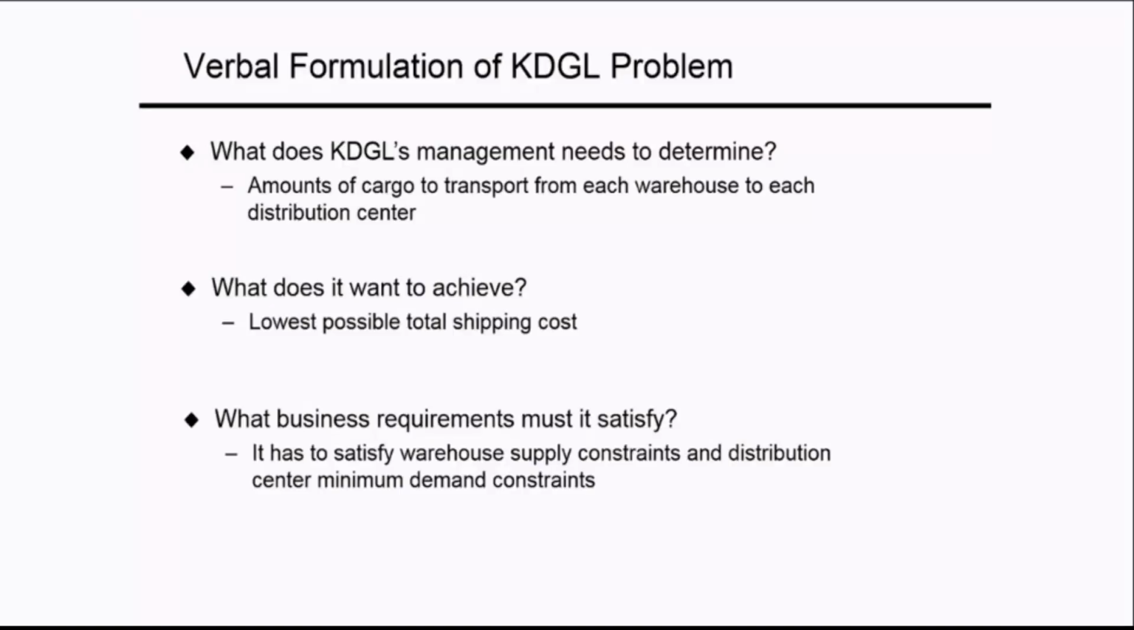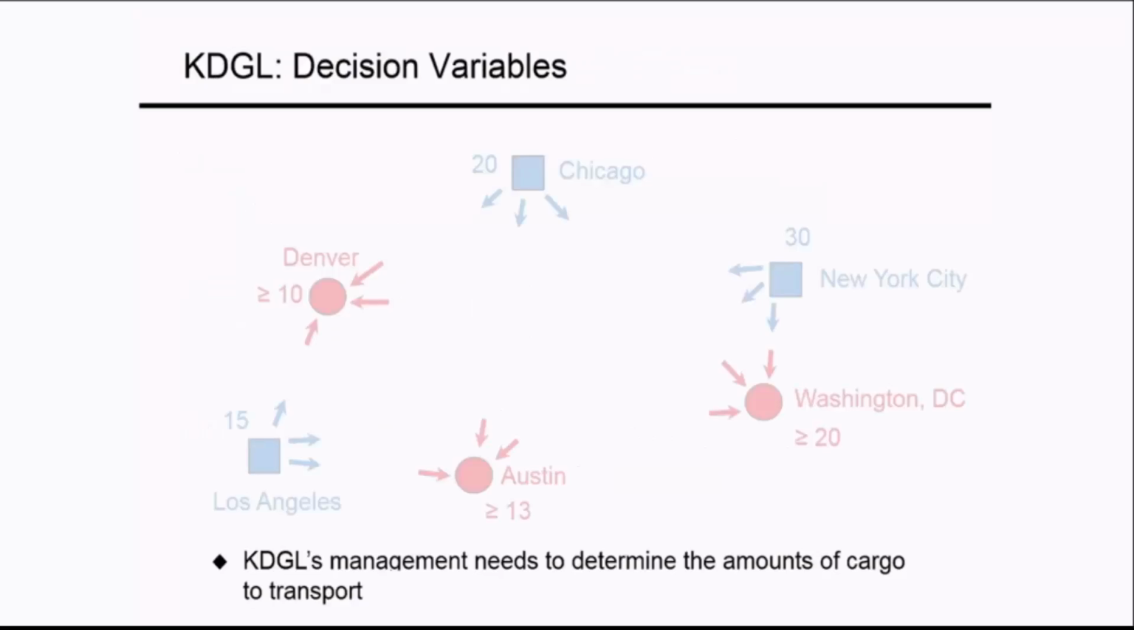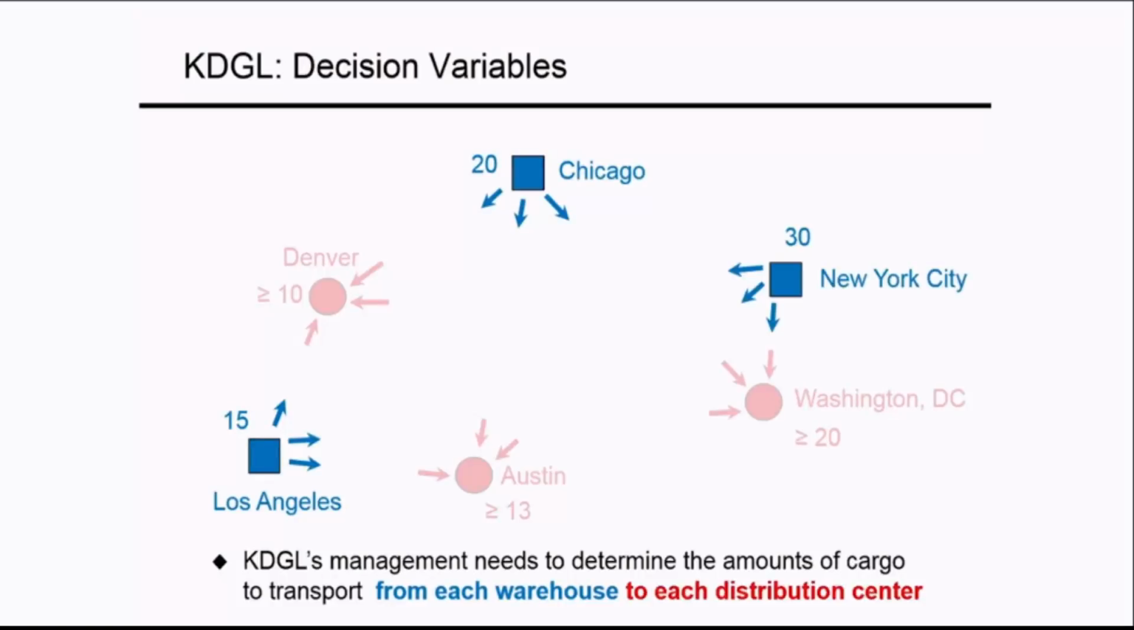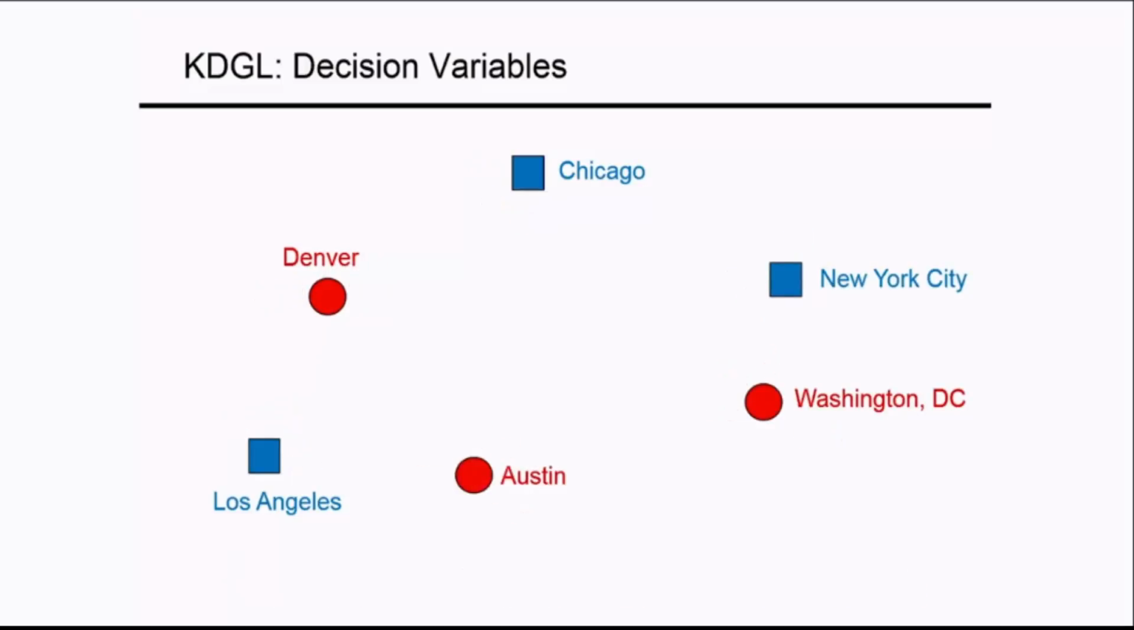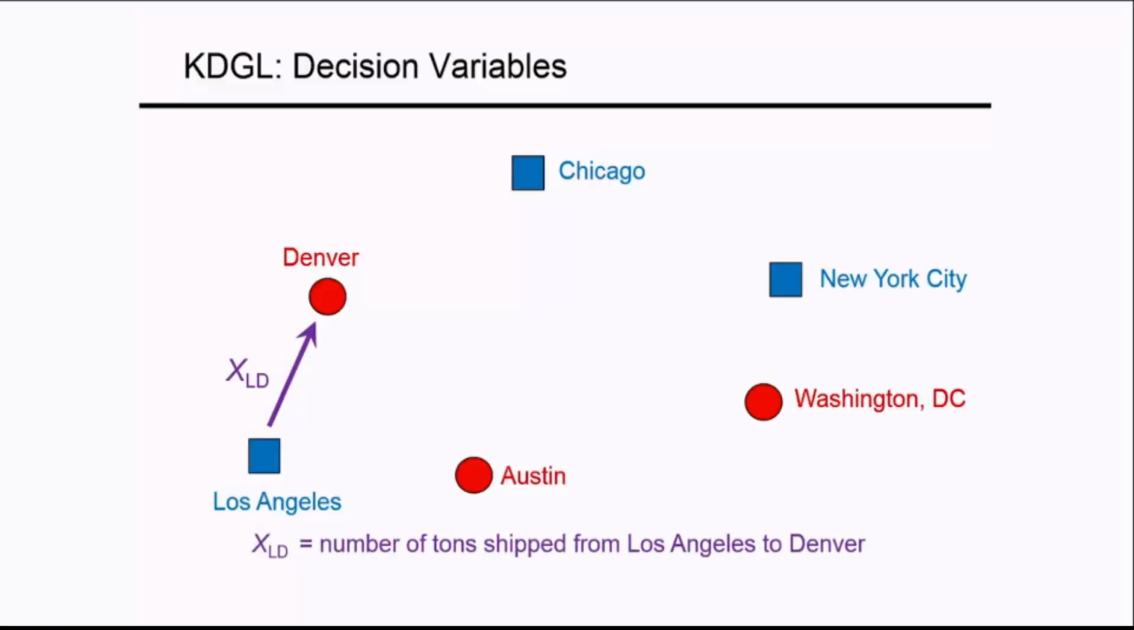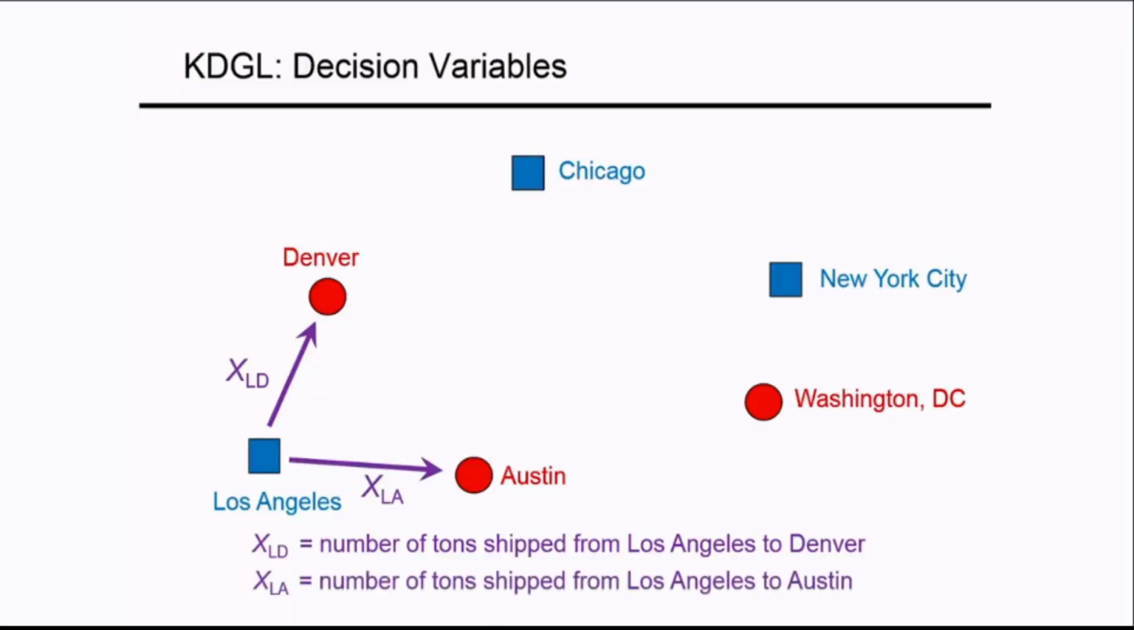We can specify decision variables, objective function, and constraints. Let's start with the decision variables. The company needs to determine how much to ship from each warehouse, like Los Angeles, Chicago, and New York, to each distribution center: Denver, Washington, D.C., and Austin. So let's assign a variable XLD to stand for the amount sent from Los Angeles to Denver, and another one to describe the amount shipped from Los Angeles to Austin, and a third one to denote the amount shipped from Los Angeles to Washington, D.C.